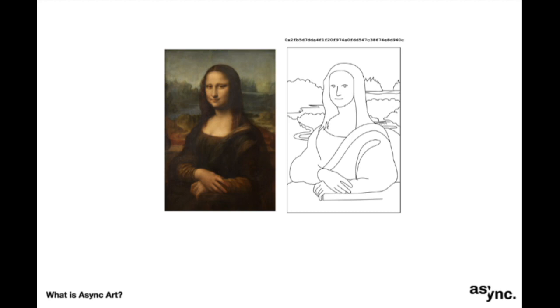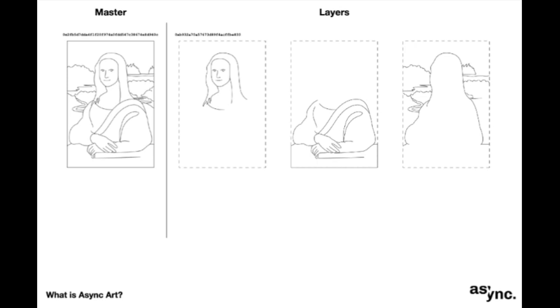What we've done with Async Art is break the image up into layers. So this Mona Lisa is now potentially comprised of 3 different layers: the face, the body, and the background. And so rather than tokenize the first image, we tokenize each individual layer. So now different owners can own each individual layer.